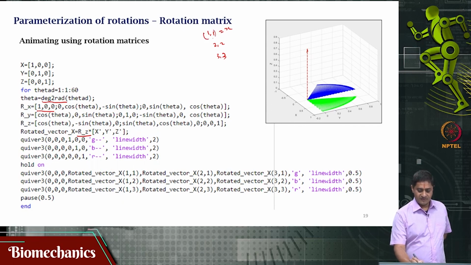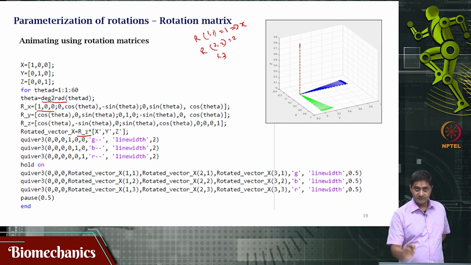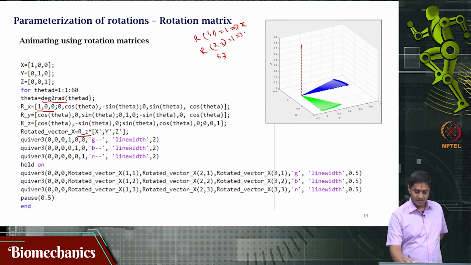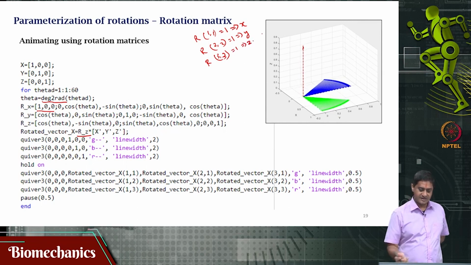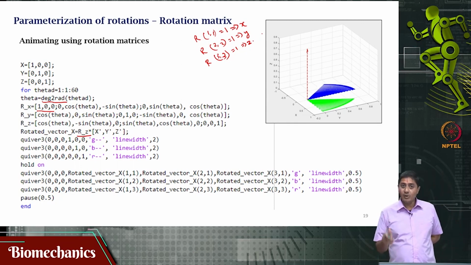If the value of this matrix at 1 comma 1 is 1, then the axis of rotation is x. If the element at 2 comma 2 of the rotation matrix is 1, then the rotation is happening about the y axis. If in the rotation matrix at 3 comma 3 you have 1, then the rotation is happening about the z axis. Of course, I am assuming that the rotation is happening about one of these axes.